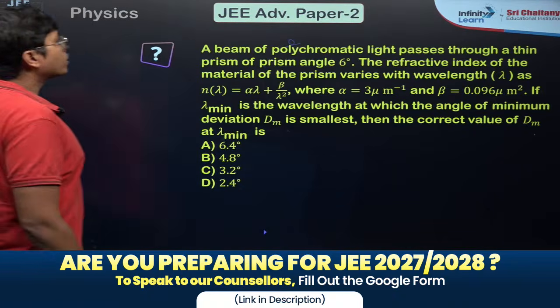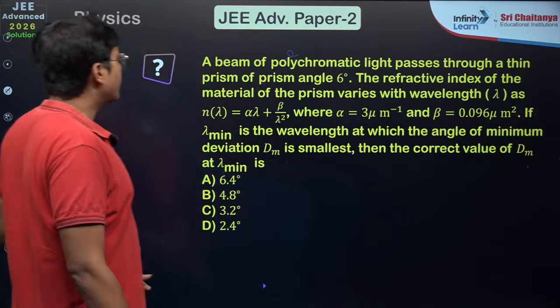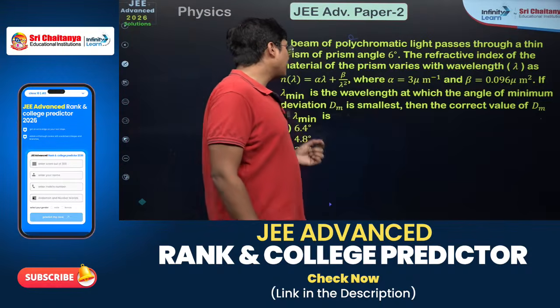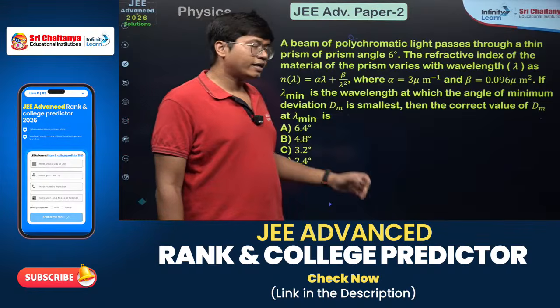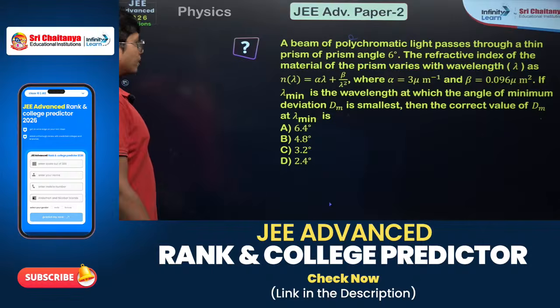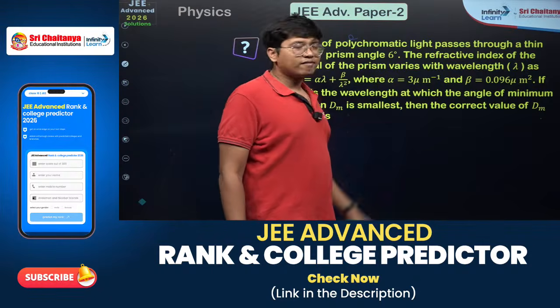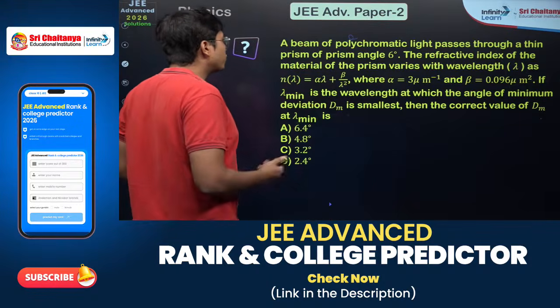It says a beam of polychromatic light passes through a thin prism of prism angle 6 degree. Refractive index of the material of the prism varies with the wavelength lambda, as n of lambda is a lambda plus b by lambda square, while alpha is 3 micrometer and beta is 0.096 micrometer square. If lambda min is the wavelength at which the angle of minimum deviation is smallest, then the correct value of dm is. It's a very direct, very basic question. You don't even have to bother too much.